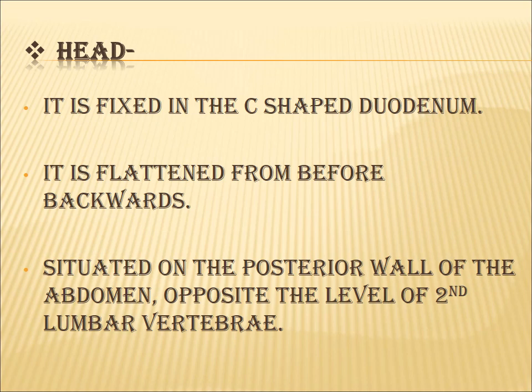It is situated on the posterior abdominal wall opposite the level of the second lumbar vertebra and is situated in the hollow of the C-shaped duodenum. It is placed at a lower level than its tail, which resides opposite the level of the first lumbar vertebra. The head at its inferior aspect sends out a process that is called the uncinate process.